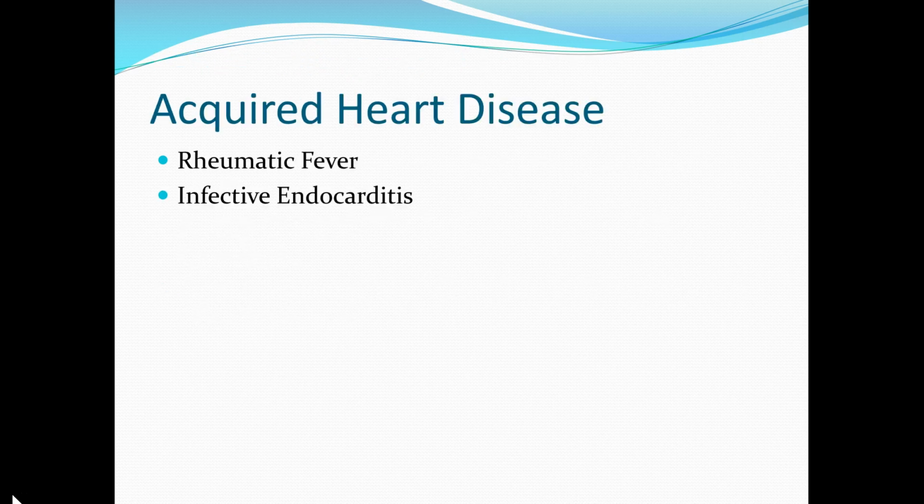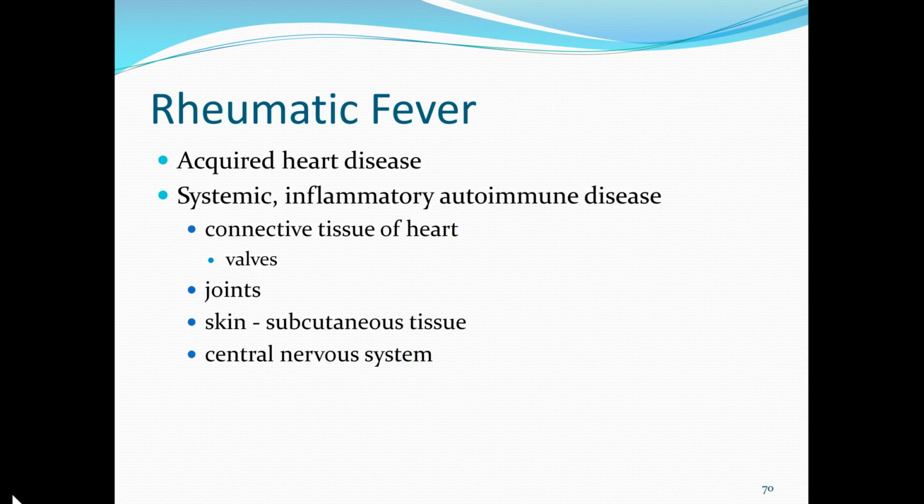All right, we're getting towards the end, guys, I promise. All right, so there are 2 types of acquired heart disease. So everything we've talked about up till now, you're born with, right? These are acquired in childhood. And so you've got rheumatic fever and infective endocarditis.